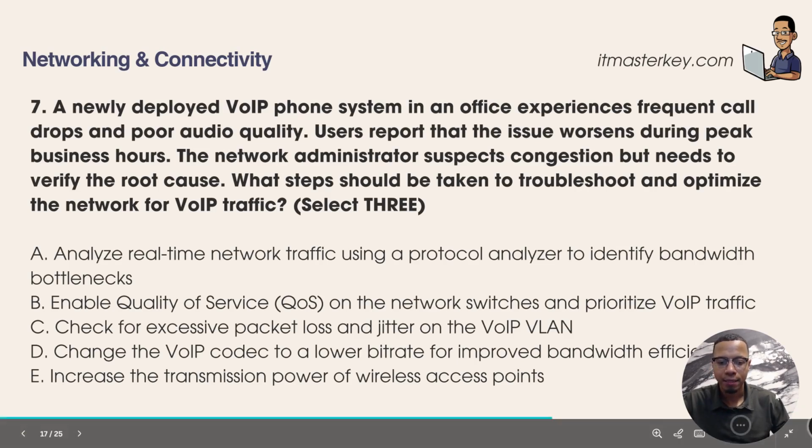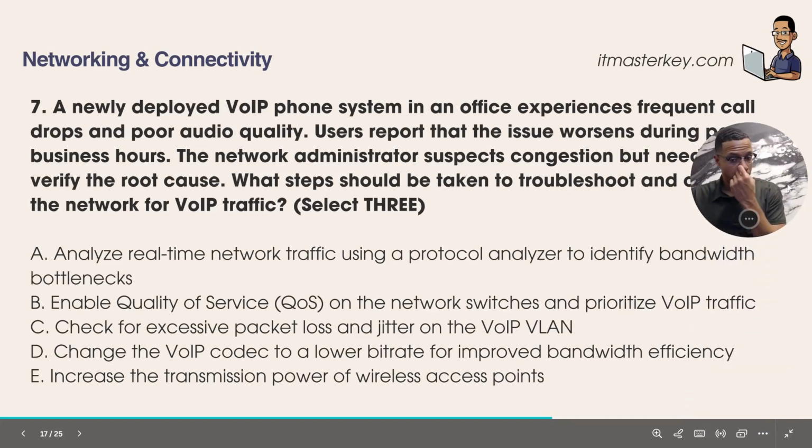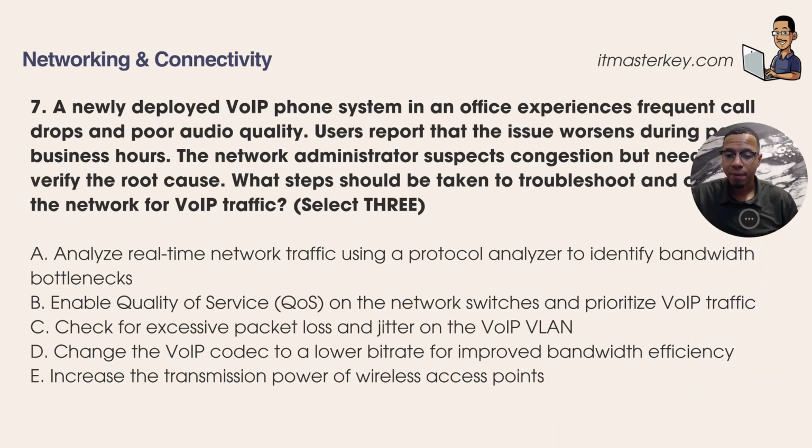Make sure that you select 3. A, analyze real-time network traffic using a protocol analyzer to identify bandwidth bottlenecks. B, enable quality of service on the network switches and prioritize VoIP traffic. C, check for excessive packet loss and jitter on the VoIP VLAN. D, change the VoIP codec to a lower bit rate for improved bandwidth efficiency. E, increase the transmission power of wireless access points.